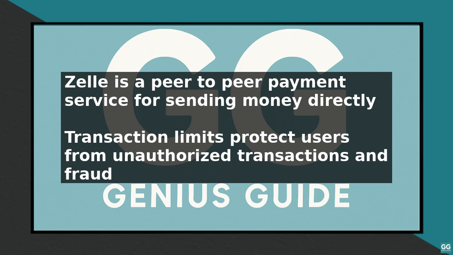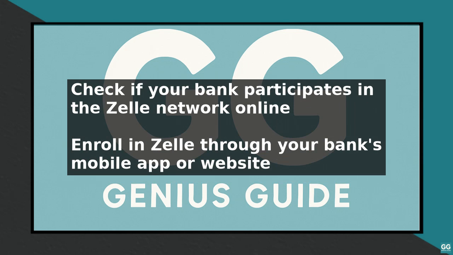First, check if your bank or credit union participates in the Zelle network. You can do this by visiting the Zelle website or contacting your financial institution directly. If your bank participates, you can enroll in Zelle through your bank's mobile app or website. Once enrolled, you can set up your transaction limits.